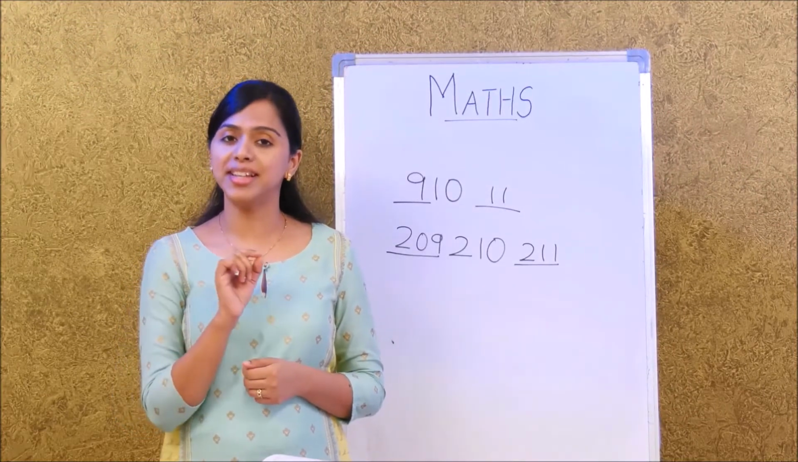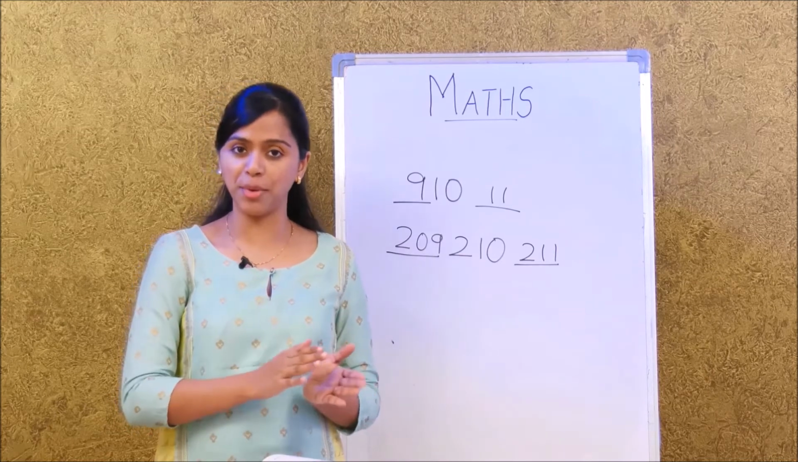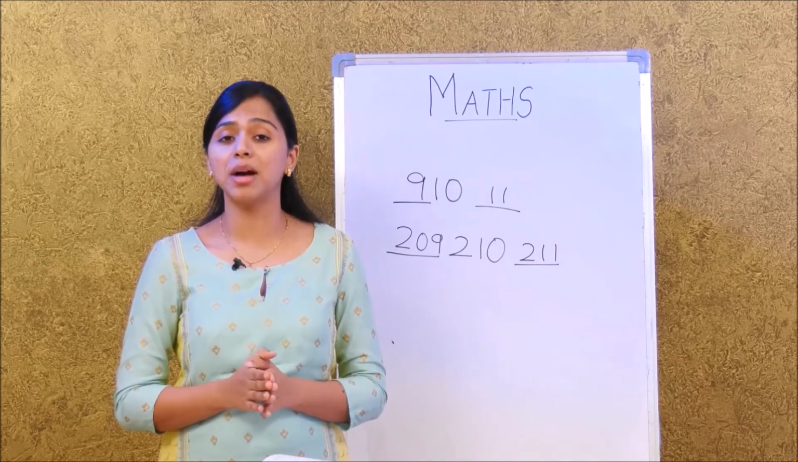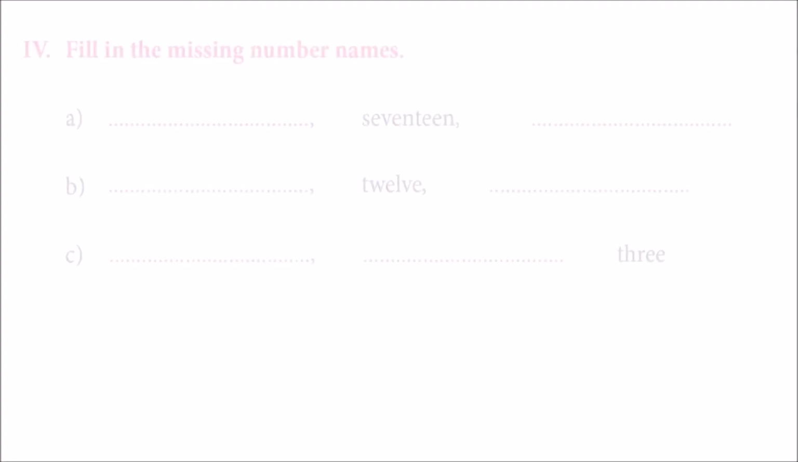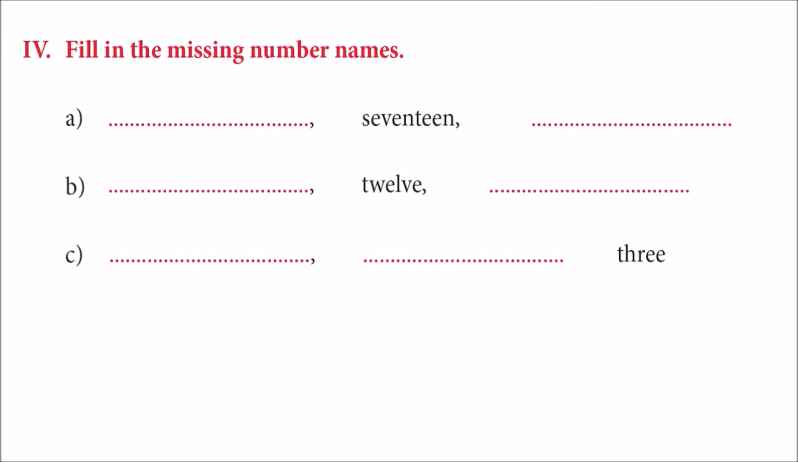Now, they have given number names in the next one. Here, we have to write the number names that come before a particular number name and the number name that comes after a particular number name. Let's see if you can do this one. So, the first one is, they have a blank and then they have given SEVENTEEN, 17. And then there's another blank. So, what is the missing number name here? It is 16. Very good. 16. And then we have 18 after 17. 16, 17 and 18. Very good.